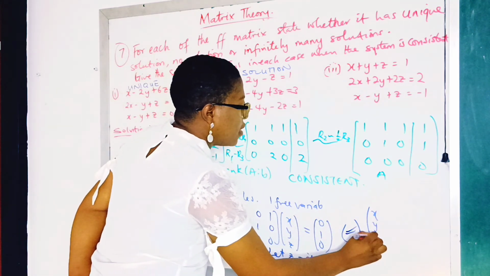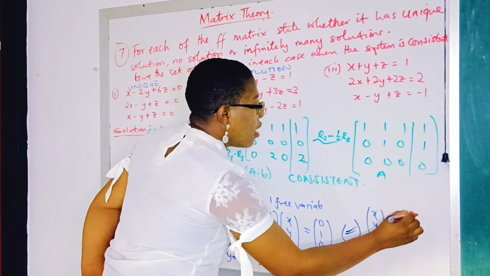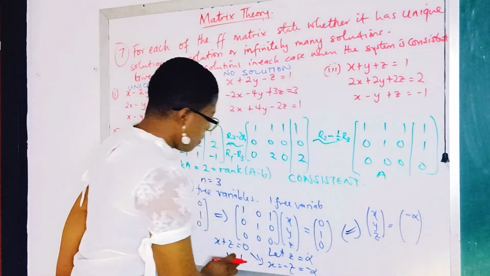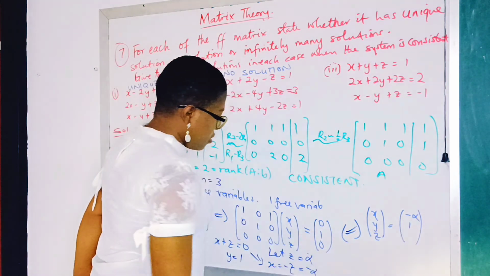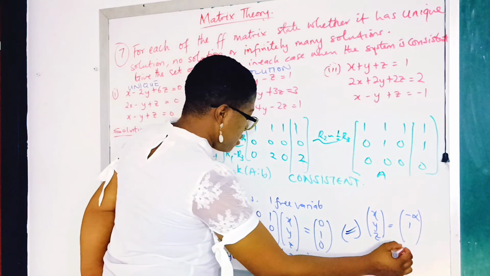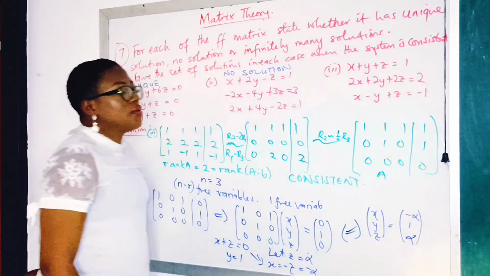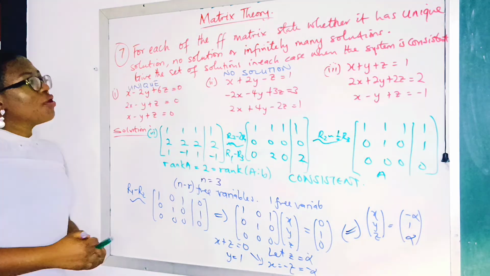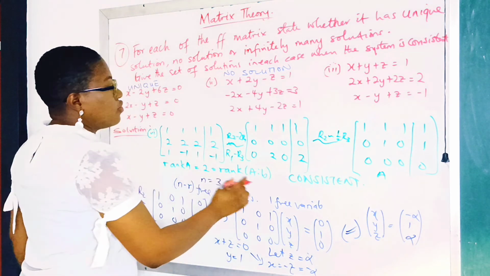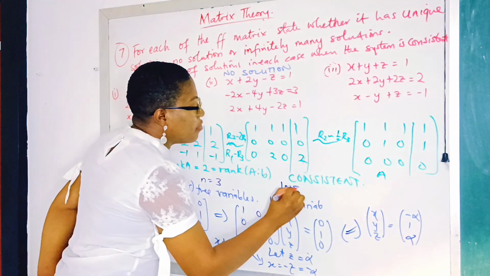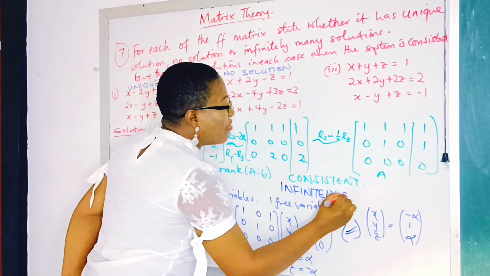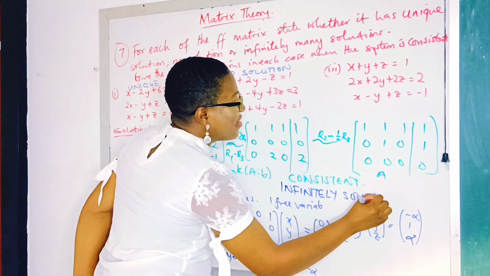Then our solution will be infinitely many. x, y, z is equal to minus alpha, y is 1, and then alpha. So we have infinitely many solutions. So here we've seen that it is consistent and has infinitely many solutions. But we have to prove it, we have to show it.